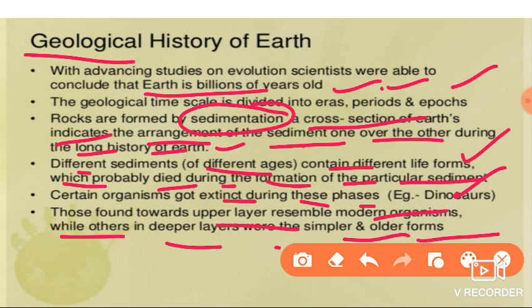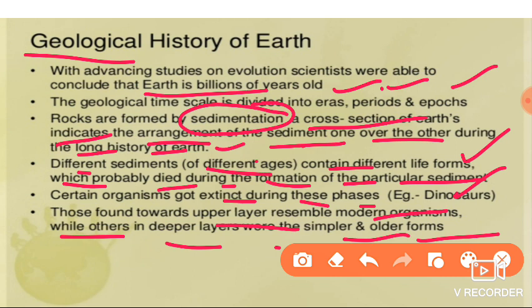On the earth, year by year, there is a deposition of soil and a deposition of rocks. The sediment layer is not a single layer; it is very big. If you move deeper into the earth, you will find different sedimentary layers.